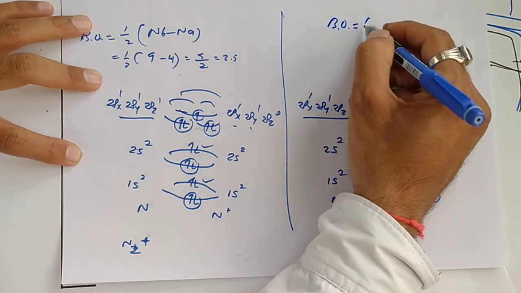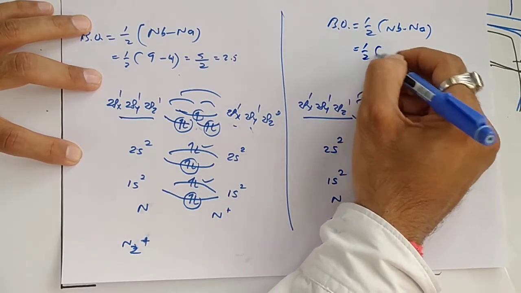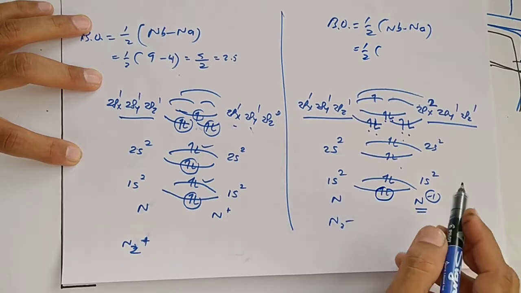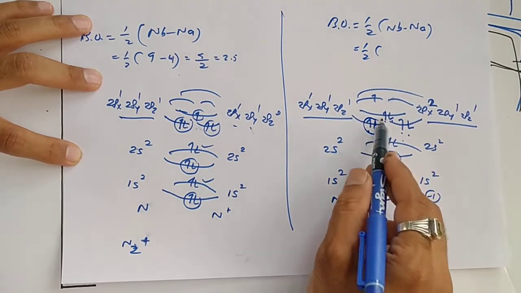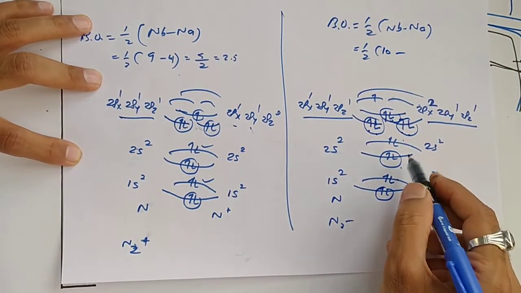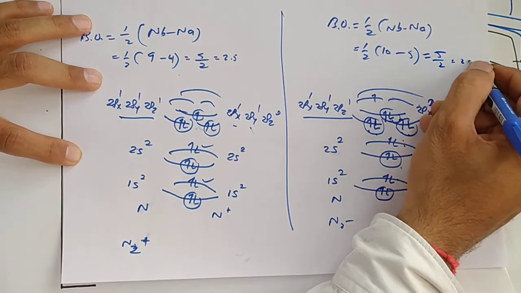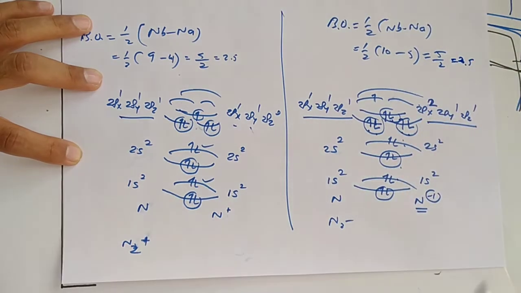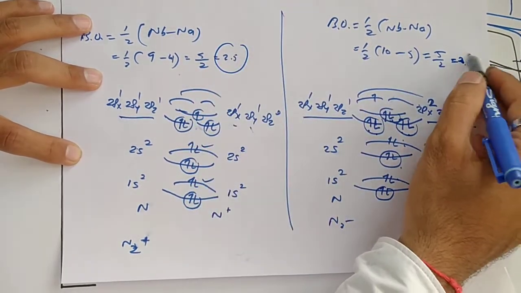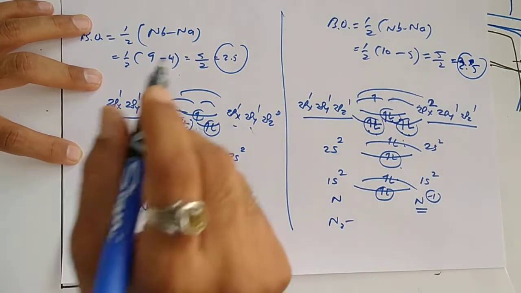So in this case bond order will be 1/2 (Nb minus Na). Number of bonding electrons are 2, 4, 6, 8 and 10. Antibonding are 2 plus 2 plus 1, 5. So 5 by 2, 2.5. Here bond order is the same, but which one is more stable, which is our main question.